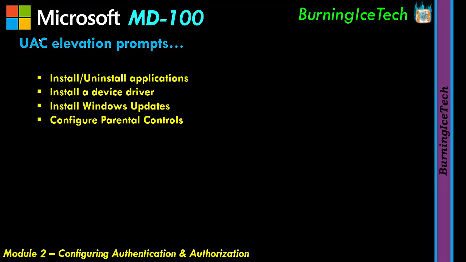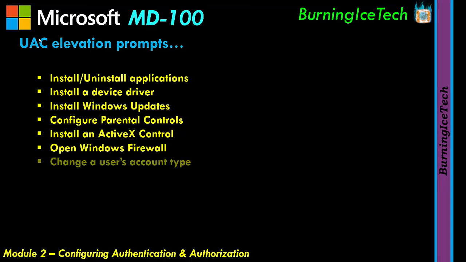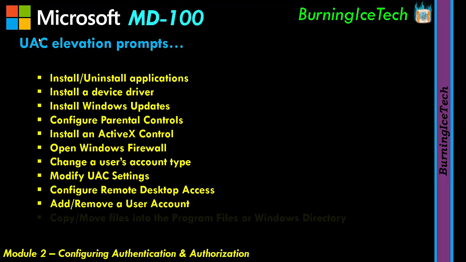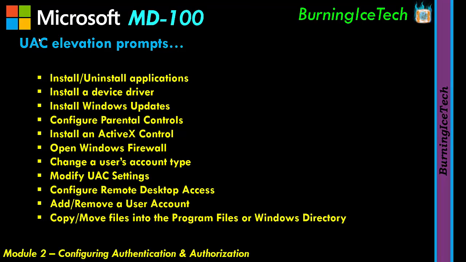parental controls, install an ActiveX control, maybe just open the Windows firewall, change a user's account type, from standard to administrator or otherwise, modify UAC settings in some manner, configure remote desktop access, so who's got access, who doesn't, add or remove a user account, in other words, creating one or deleting one, copy or move files into the Program Files directory or into the Windows directory, schedule automated tasks.